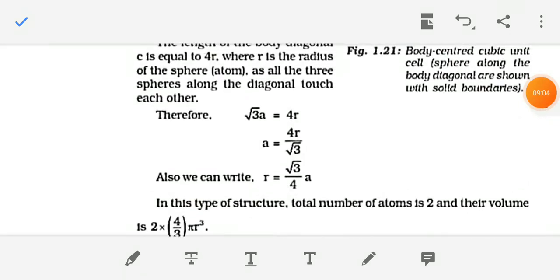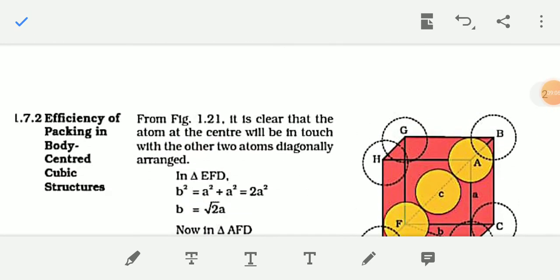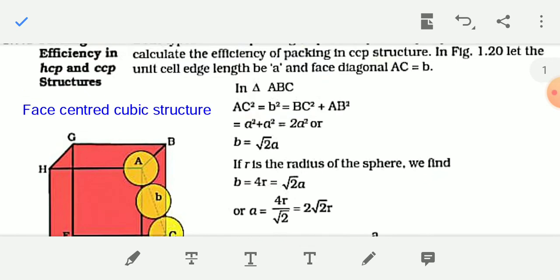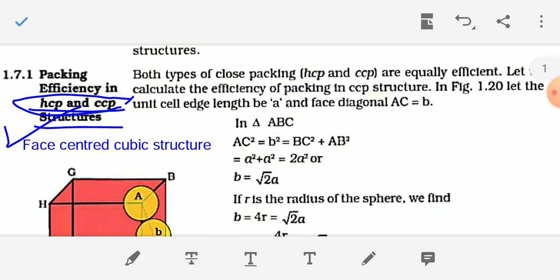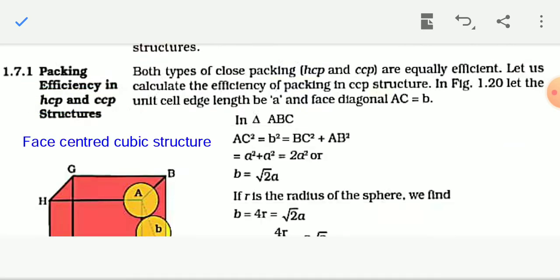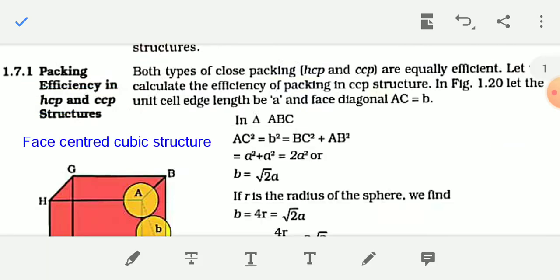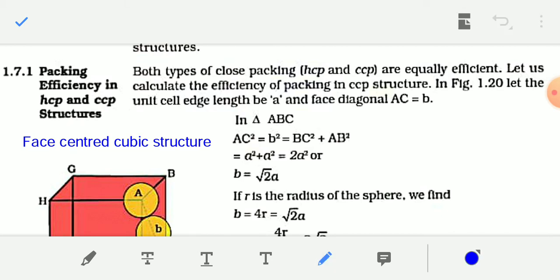Now see the calculation of packing efficiency in the case of face-centered unit cell. This is the face-centered cubic unit cell. It is also called HCP or CCP structure. HCP and CCP are also called face-centered cubic structure. So, packing efficiency in face-centered cubic structure.